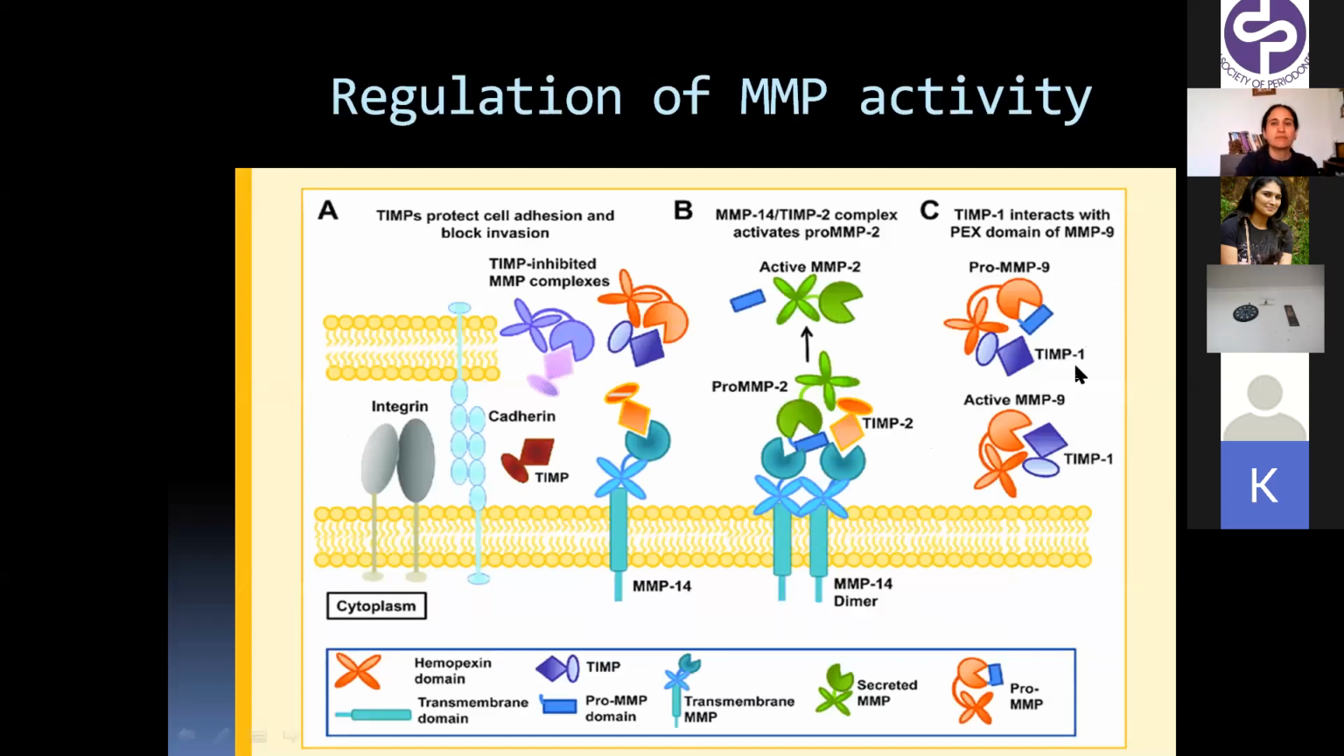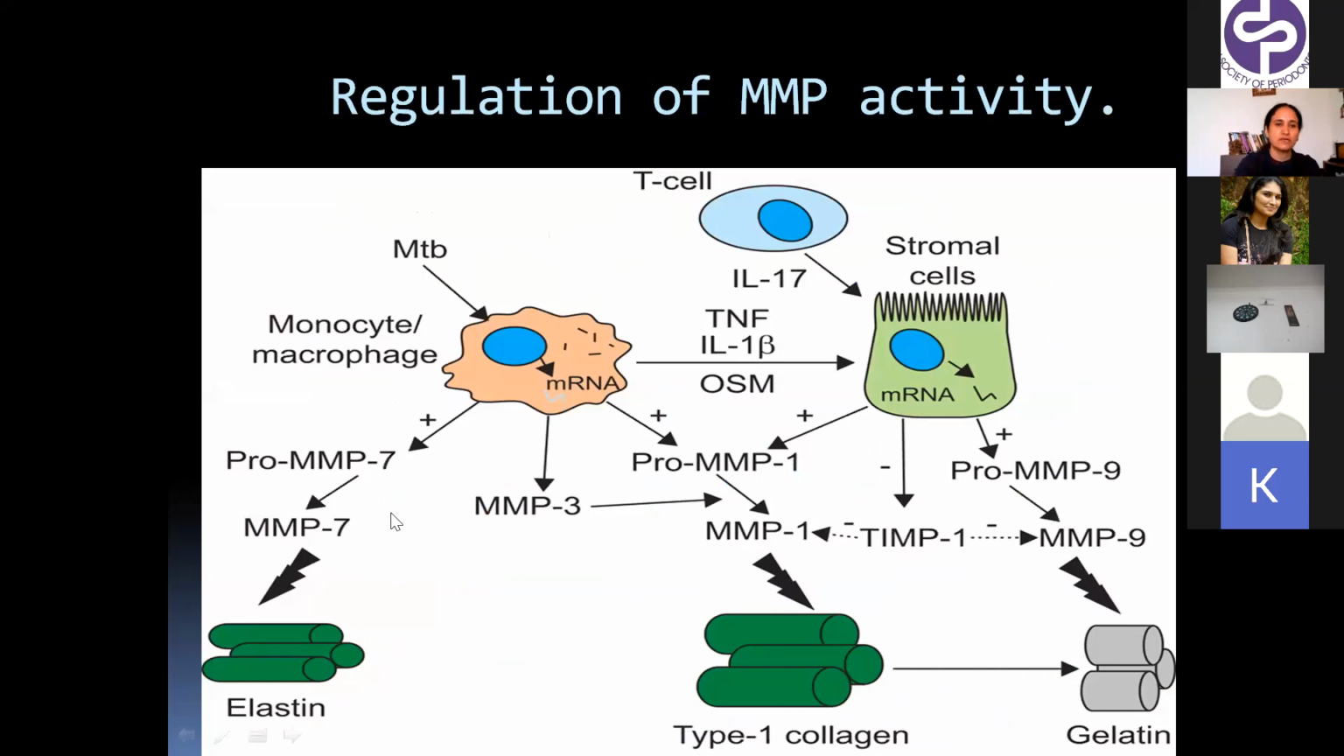And how is this MMP activity regulated? Now you cannot let these matrix metalloproteinases go on degrading. So there are tissue inhibitors of matrix metalloproteinases which will bind to the active site of the enzyme, and they will not let it degrade the different types of collagens or proteins. So this is the regulation. TIMP1, the tissue inhibitor of metalloproteinases, will inhibit MMP1 and MMP9, and this is the regulation of that.